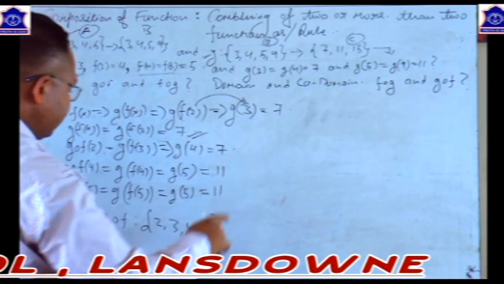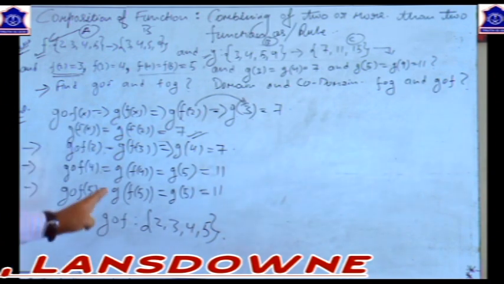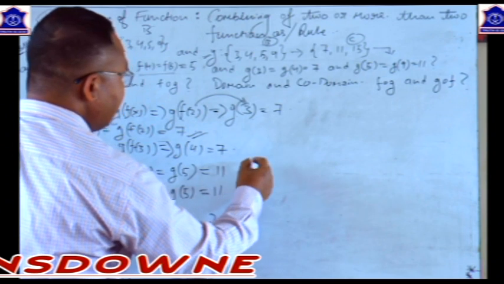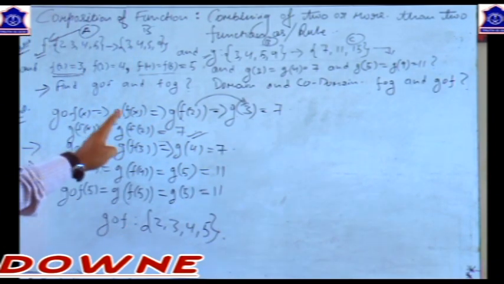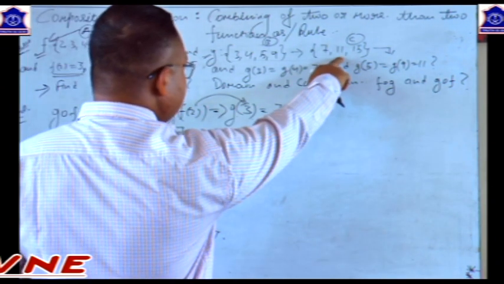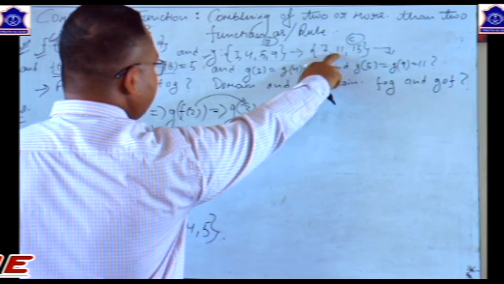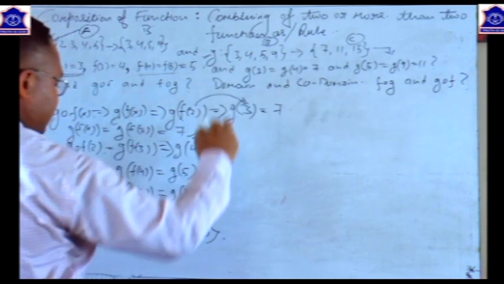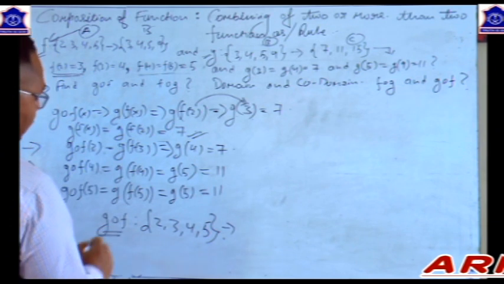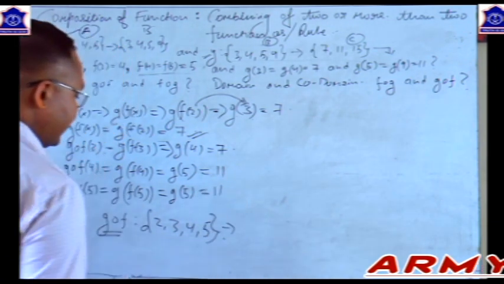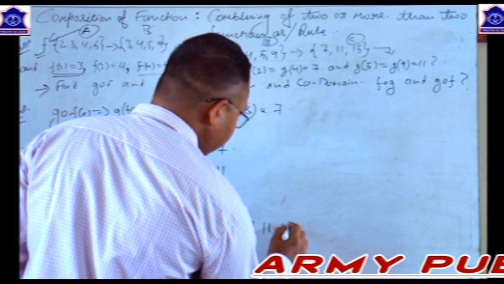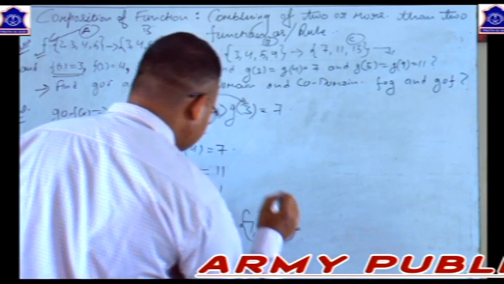So here the concept becomes clear: when we put in the values, we are getting these elements 7, 7, 11, 11. And these elements belong to set C, which is the codomain of the g function. So the function gof that we have obtained has domain 2, 3, 4, 5, and the codomain will be 7, 11 and 15. This will be the codomain.